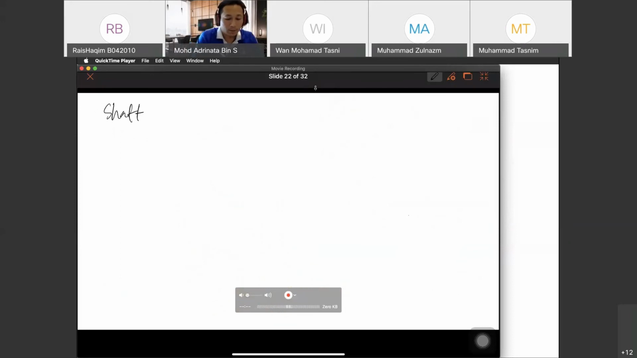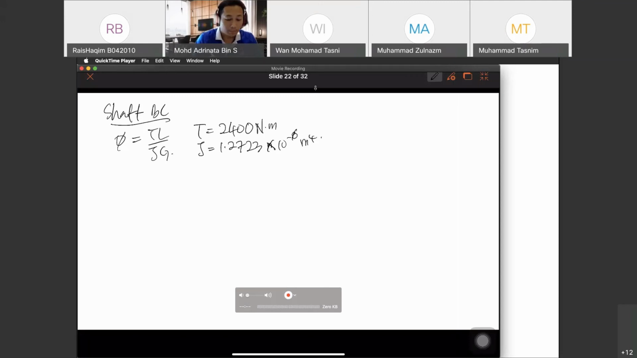So shaft BC, apa kena buat? Tau TL over JG. Okay, so torque is equals to 24 Newton meter, and then J is equals to 1.2723 times 10 to the power of negative 6 meter, then you can calculate your BC. So phi is equals to 18.137 times 10 to the power negative 3 radian.